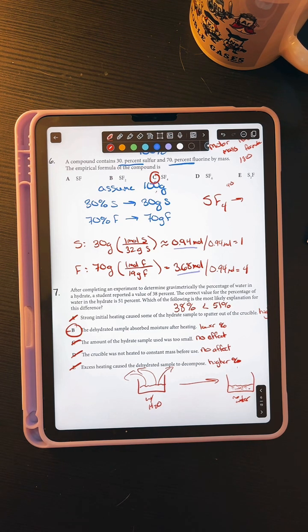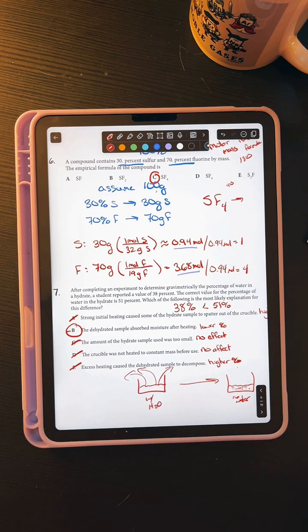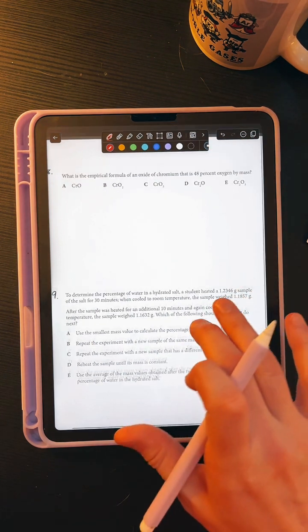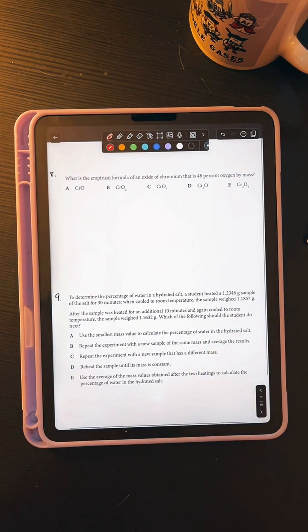I know these types of questions with the experiment can get a little confusing. We have to understand what the question is looking for and the experiment setup. So gravimetric analysis is a very useful technique. Let's go on to number 8.